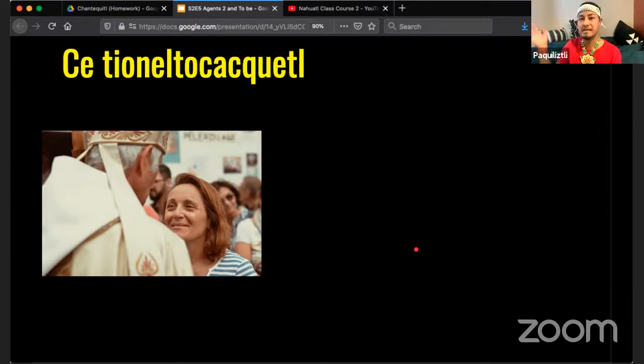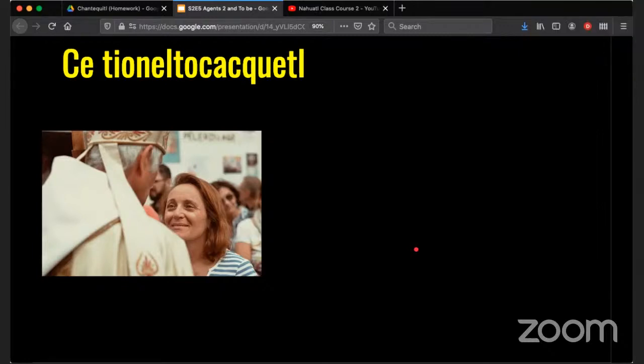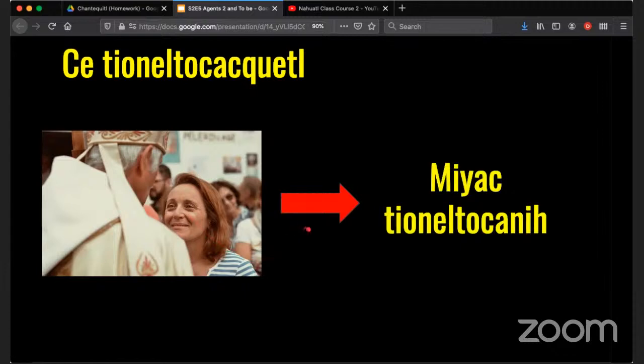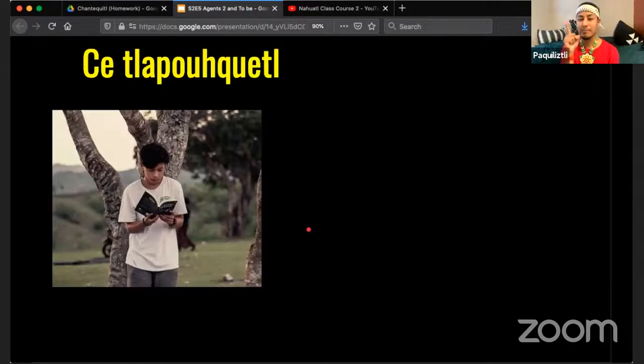Miak. Kenihki tikihtoskia. How would you say it? Miak tionel tokani. Yes. Miak tionel tokani. So it's basically the same as the other one. Quali. Tikpia se tlapohket.